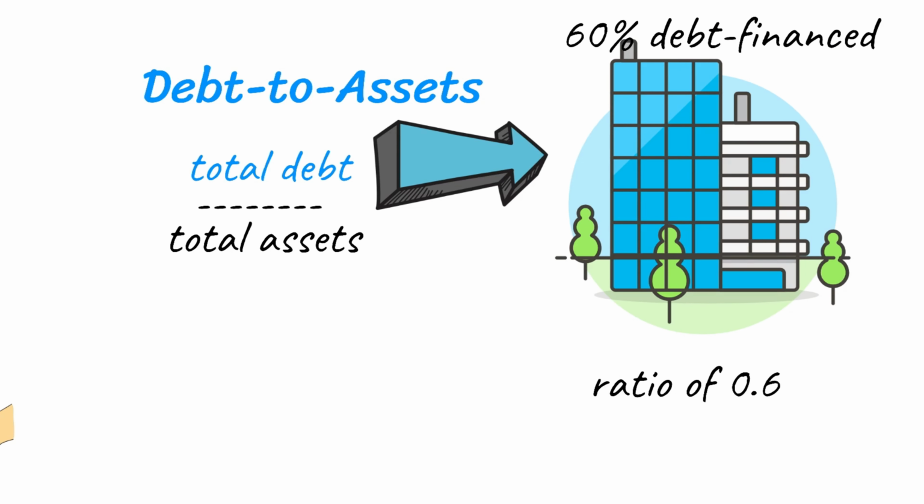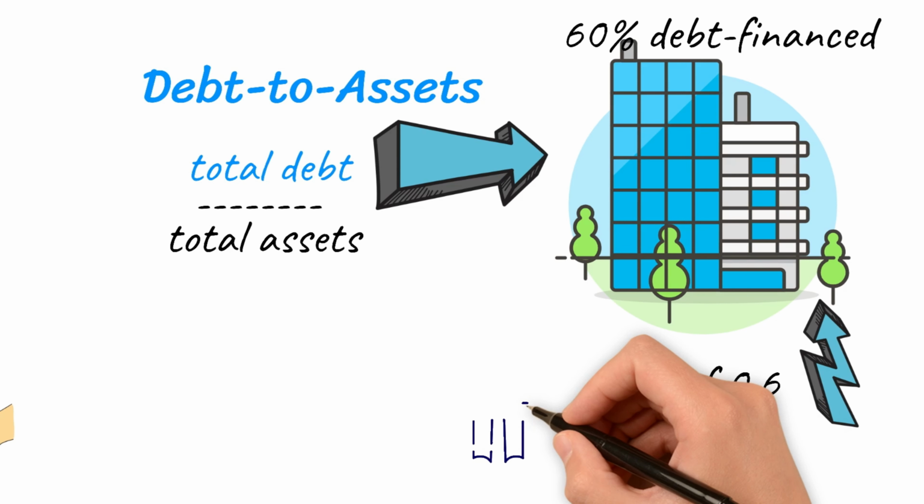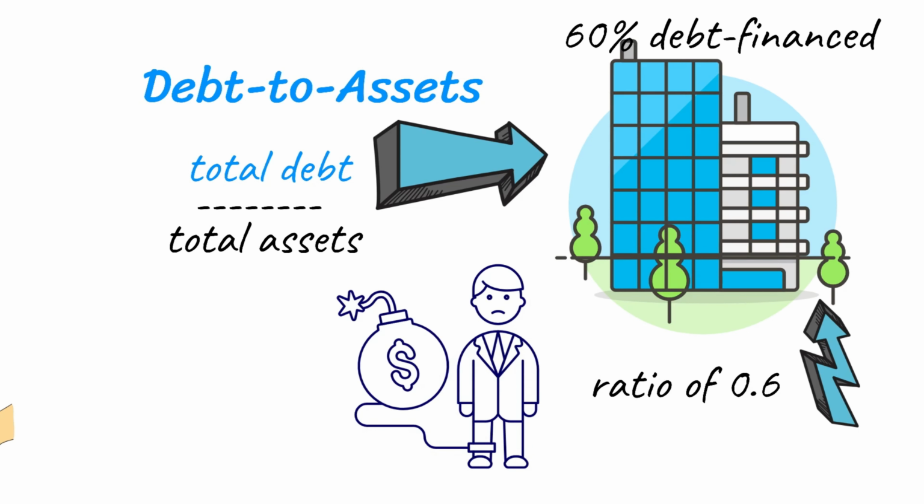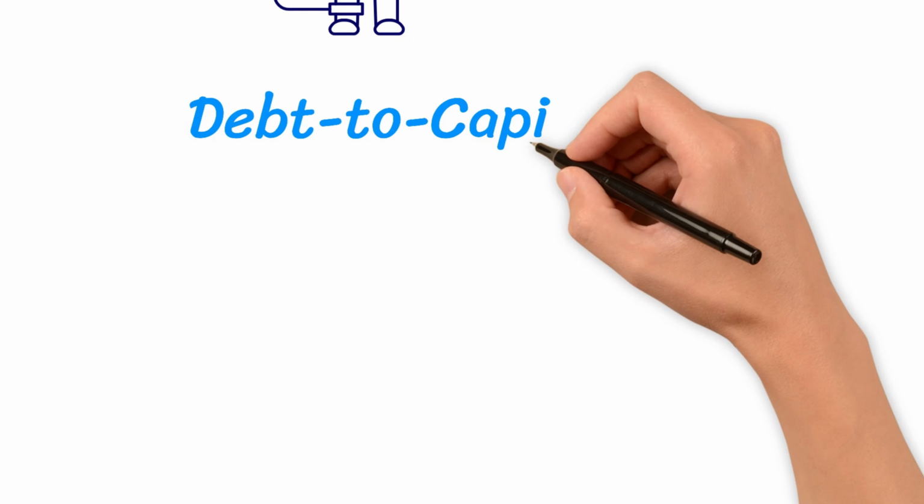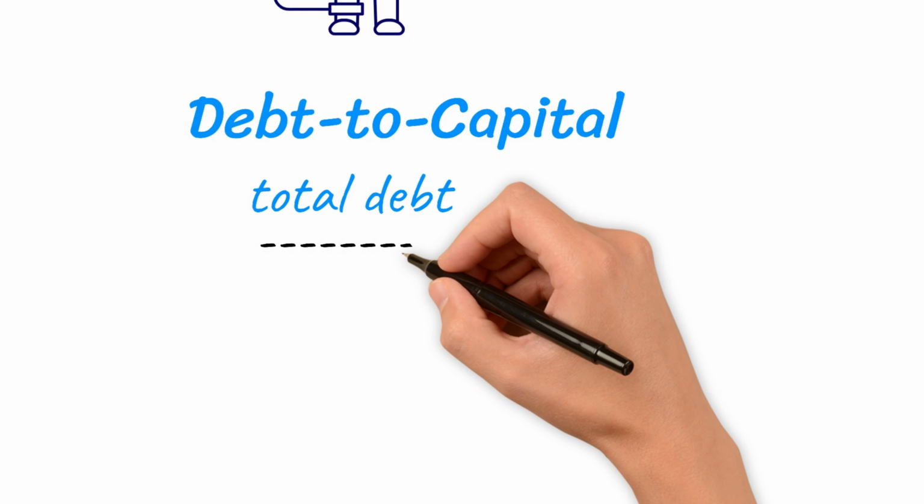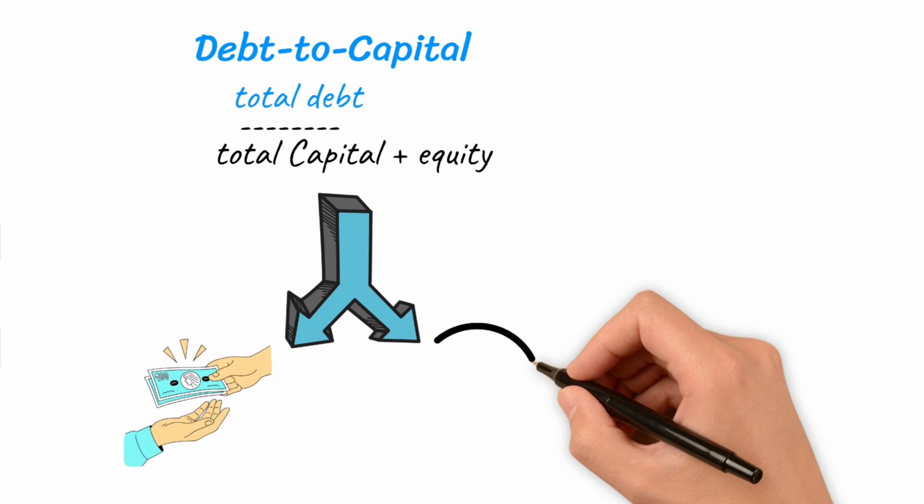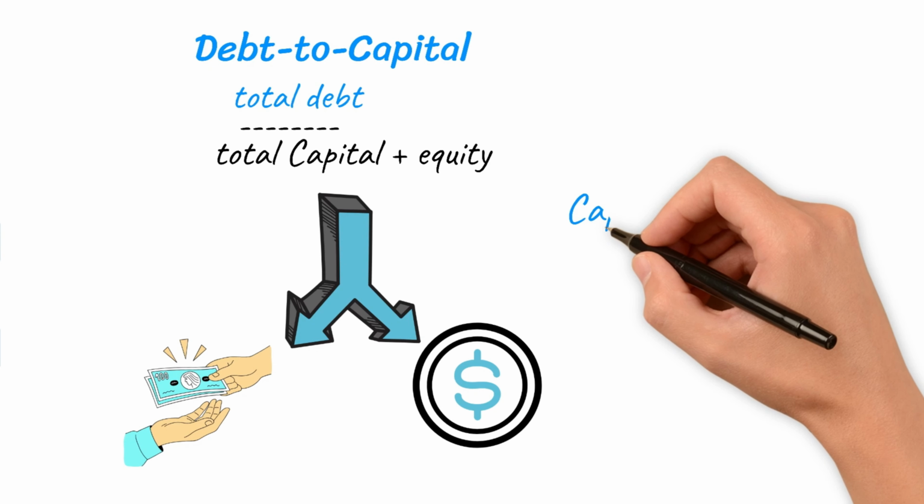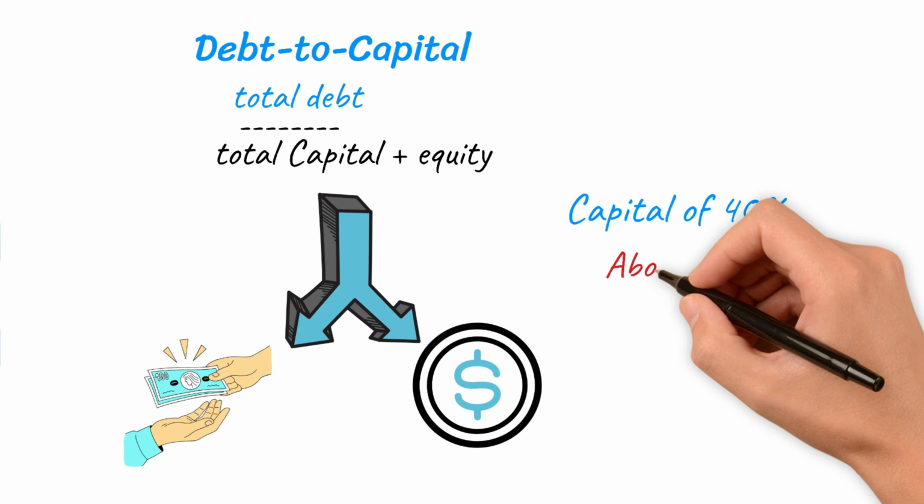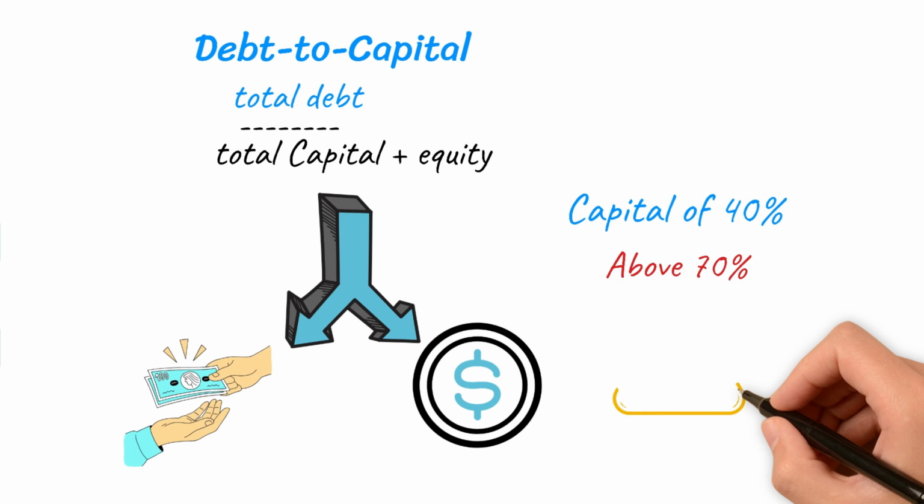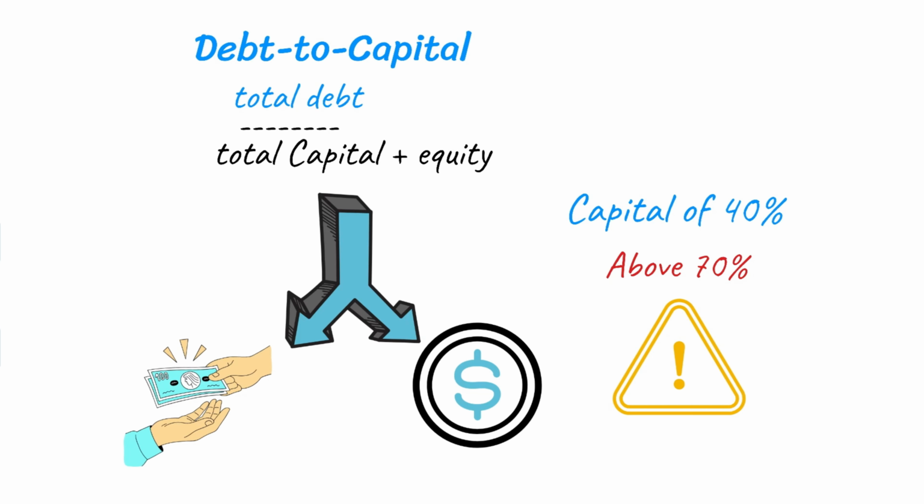The higher this number, the more vulnerable the company is to a revenue disruption, because debt payments don't pause when business slows down. Debt to capital is total debt divided by total capital, debt plus equity. It's a cleaner measure of how much of the company's total funding comes from borrowed money versus owners. A debt to capital of 40% is conservative. Above 70% starts to signal significant leverage risk, depending on the industry.